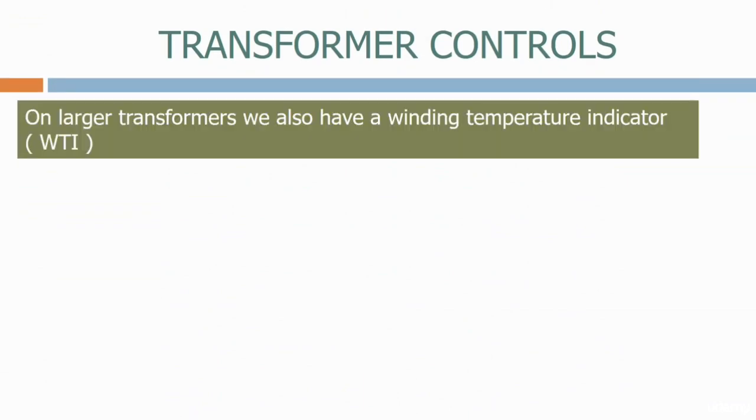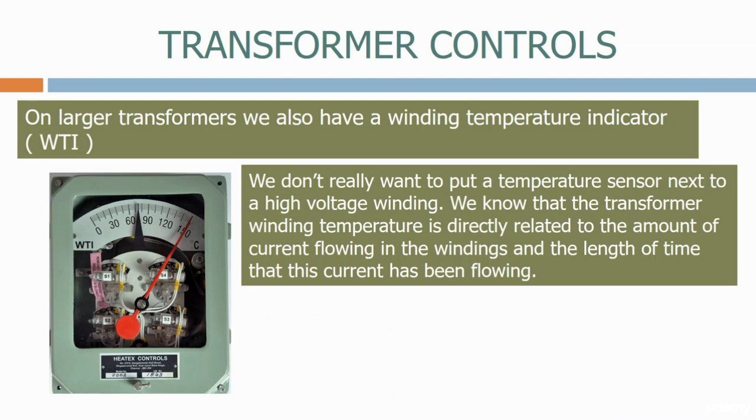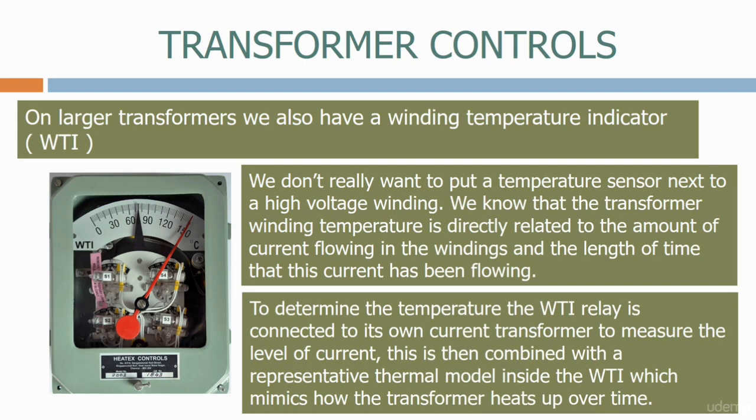On larger transformers, we also have a winding temperature indicator, or WTI. We don't really want to put a temperature sensor next to a high voltage winding. We know that the transformer winding temperature is directly related to the amount of current flowing in the windings and the length of time that this current has been flowing. To determine the temperature, the WTI relay is connected to its own current transformer to measure the level of current. This is then combined with a representative thermal model inside the WTI, which mimics how the transformer heats up over time.